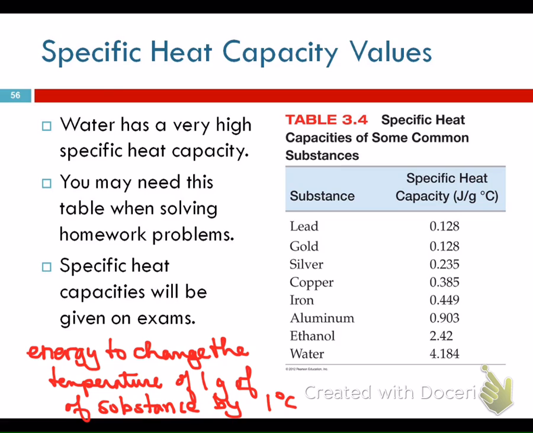So if you had 1 gram of lead and you wanted to change its temperature by 1 degree Celsius, it would take 0.128 joules. If you wanted to do the same thing for water, it's over 10 times as much energy to change the temperature of water. Metals have very low heat capacities. In fact, compared to water, almost everything has a low heat capacity. That's kind of the crazy good thing about water.